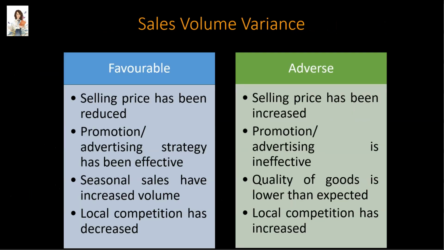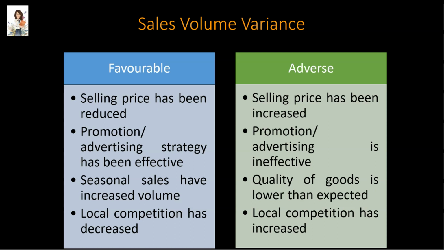If the sales volume variance is favorable, it could be because the selling price has been reduced to increase the volume of sales, or the promotion strategy employed by the company has been effective, or seasonal sales have increased volume, perhaps due to a festival or a change in weather, or maybe local competition from other firms has decreased.